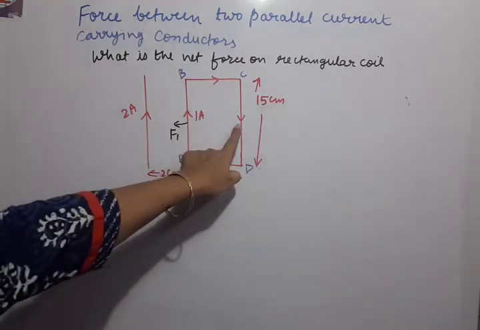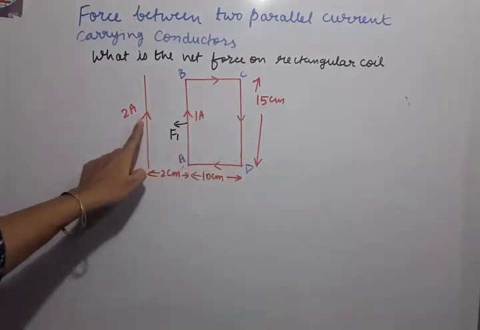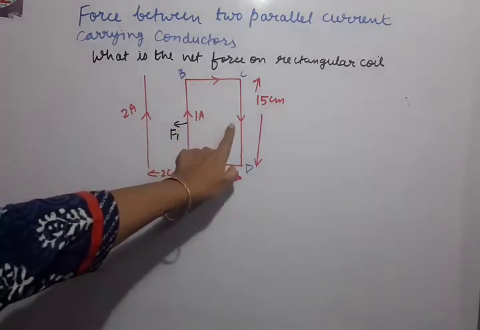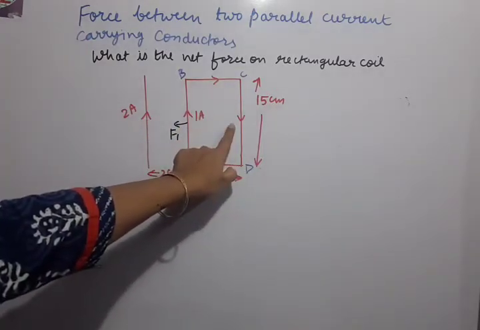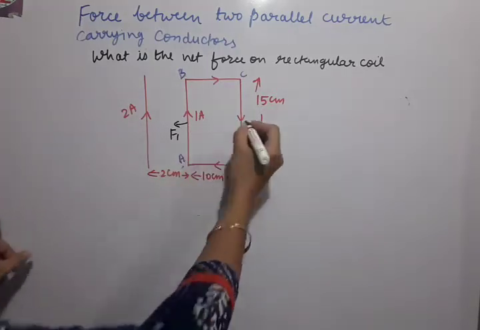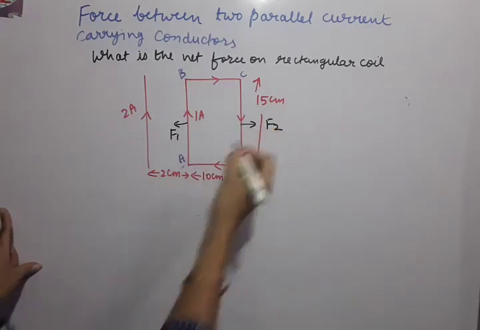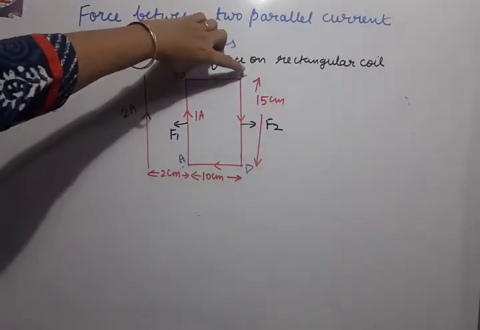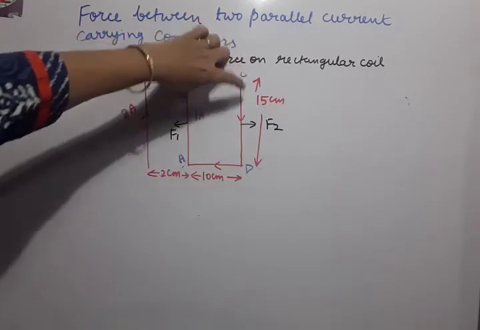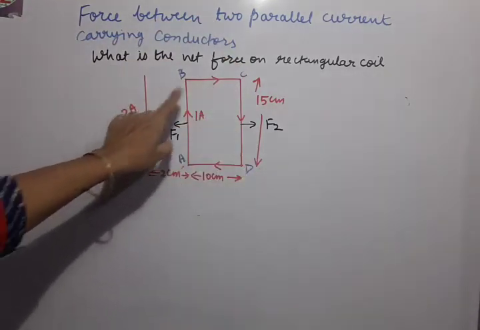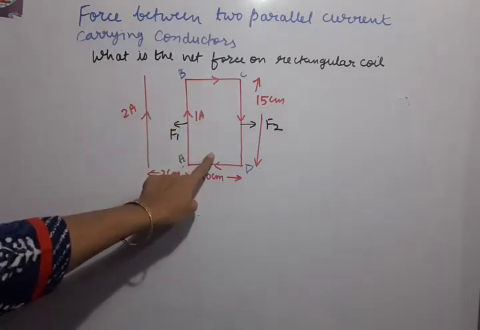And the force by this side due to this wire. Okay, they are opposite currents or unlike currents. So here the force will be repulsive, that means away. Okay, F1 and F2 are away forces. Now what about the forces experienced by these sides due to this wire? So here no force is experienced.